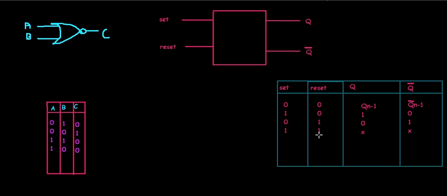And when set and reset are both 1, then Q also becomes 1 and Q bar also becomes 1, which is against the rule. We have already established that Q and Q bar have to be opposite, right? If Q is 1, Q bar has to be 0. But when both of them become 1, it's against the logic. So set and reset cannot both be 1 together, and you have to take care of it.